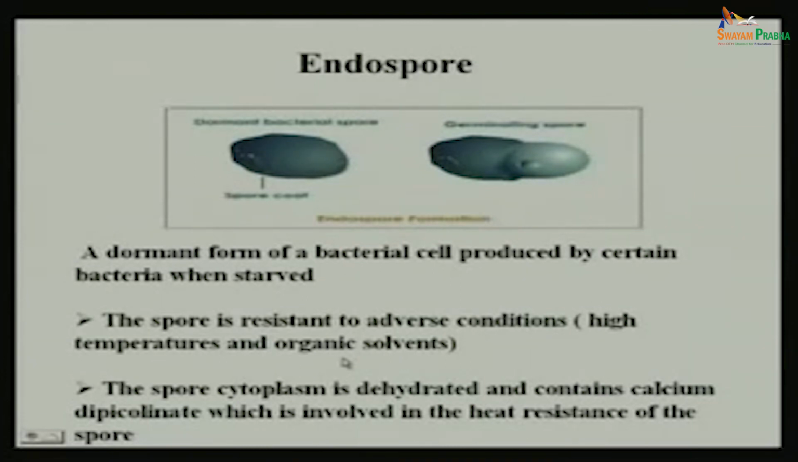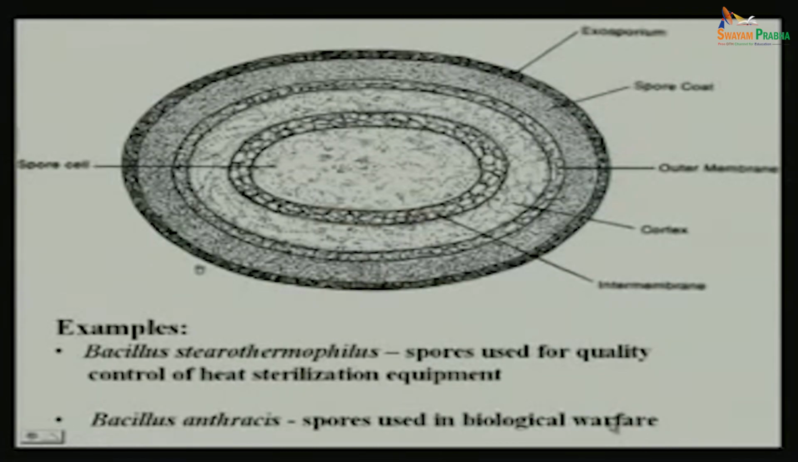drastic environmental condition. The spore cytoplasm is dehydrated and contains calcium dipicolinate, which is involved in the heat resistance of the spores. So, here if we see the structure, the cytoplasm is getting dehydrated gradually and spore coats are formed.